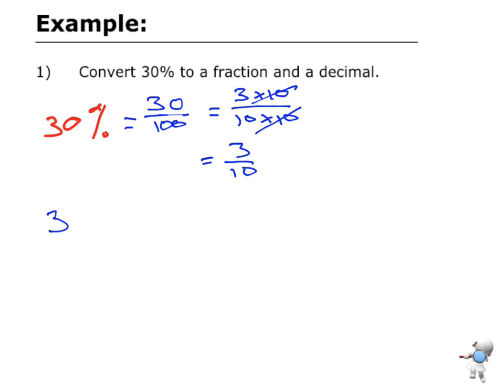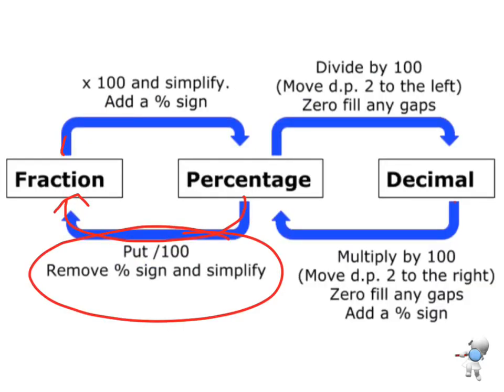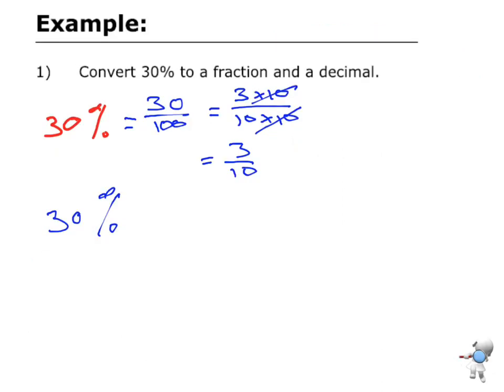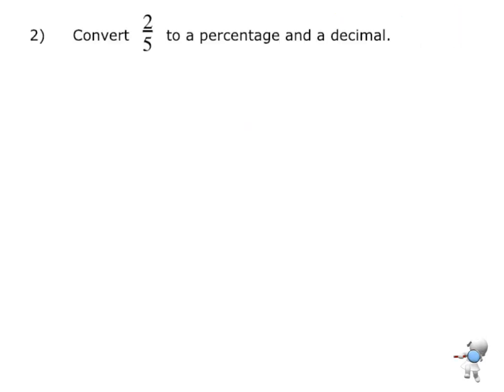If I want to go now from 30% into a decimal, let's have a look at what the rule says there. A percentage to a decimal, so I'm going this way. I'm dividing by 100 and moving that decimal point 2 spaces to the left. So I've got 30%, which is the same as 30.000%, so there's my decimal point. Move that decimal point 2 spaces to the left, so move that 1, 2, and that becomes 0.3. Okay, and so there's a percentage converted.